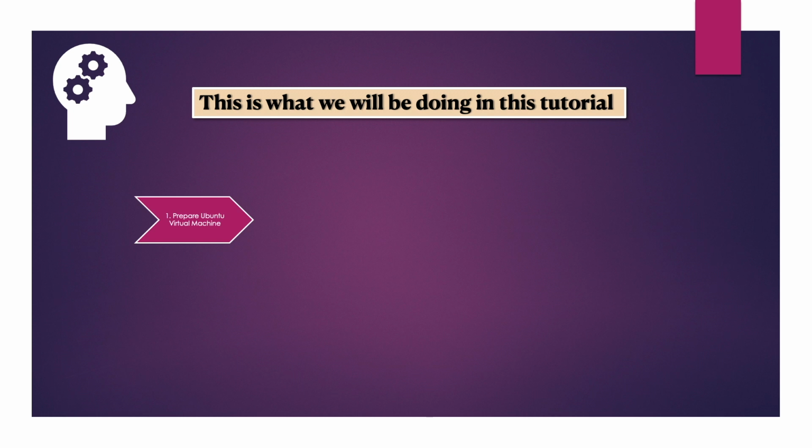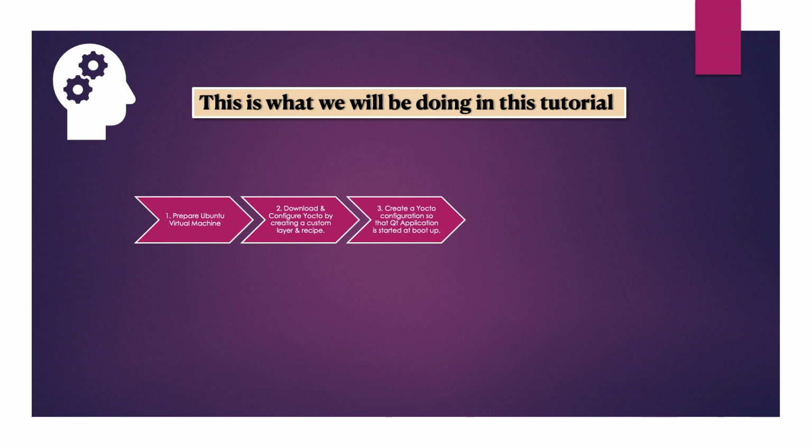And these are in detail the steps which are necessary. We'll prepare an Ubuntu virtual machine. This has, as I said before, already been covered in tutorial 1, so please make sure to watch that one because that will cover the basics. We'll download and configure Yocto by creating a custom layer and recipe.